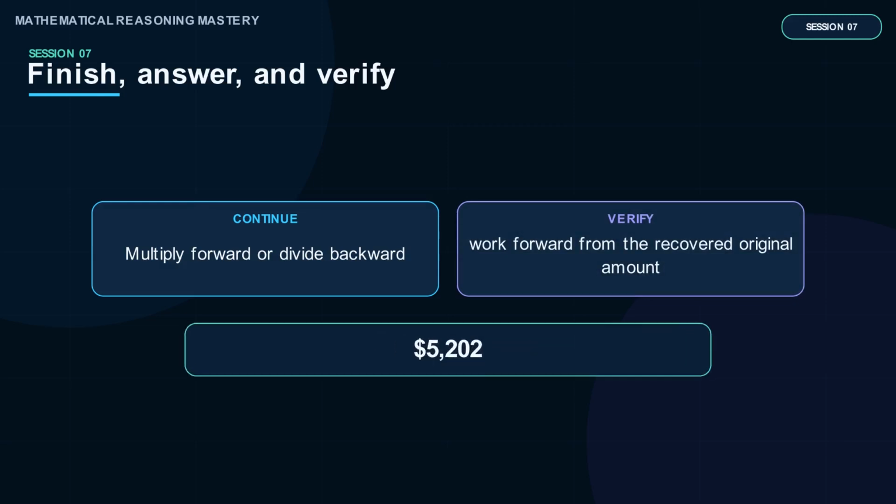The final answer is 5,202. Compare it with the exact target and reject any choice that represents a common intermediate step. Verify from another direction. Work forward from the recovered original amount. The check should use evidence independent of the original calculation whenever possible.